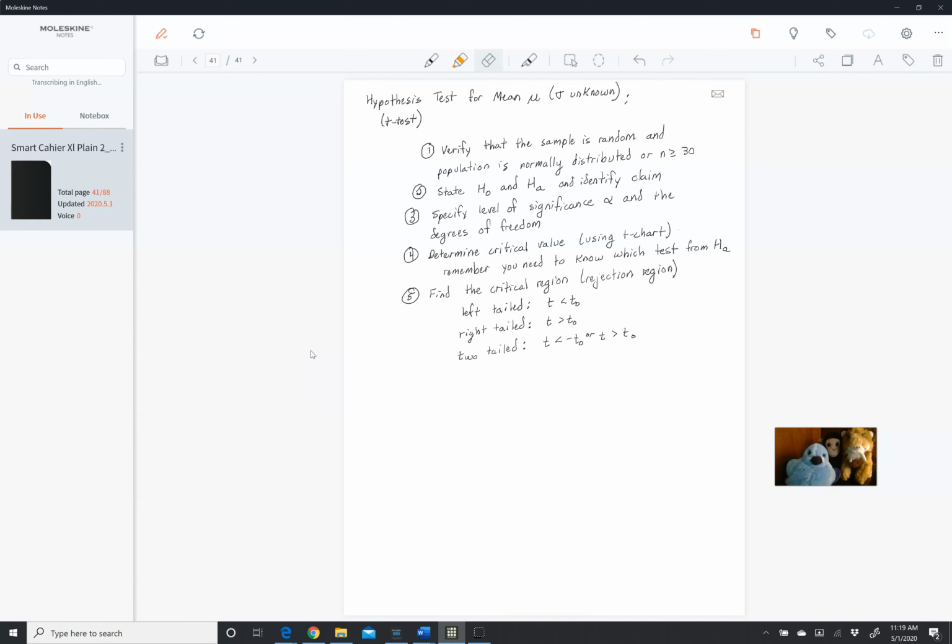Okay. And then you're going to find your standardized test statistic. You're going to find your t. So your test statistic is the mean. It's your sample mean, but you're standardizing it. That's your t. And finally, your last step is to make a decision and write a conclusion.